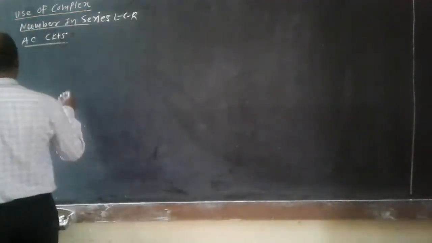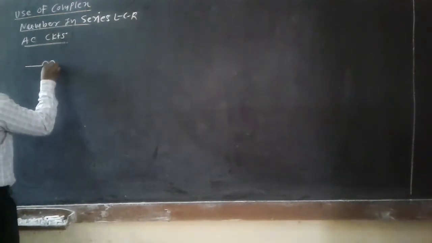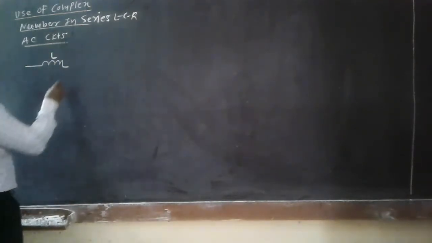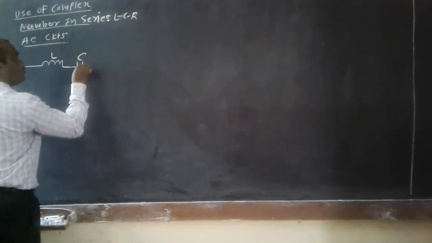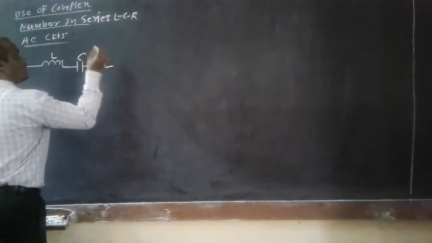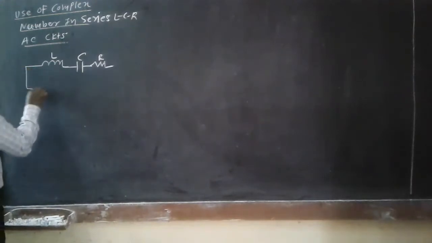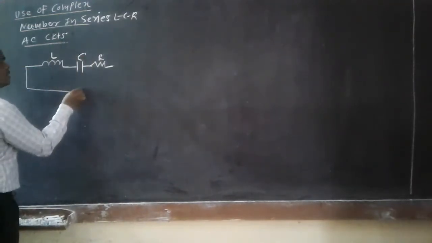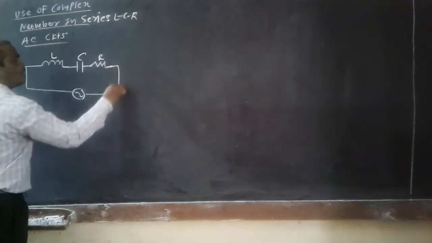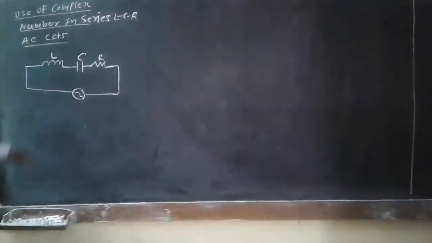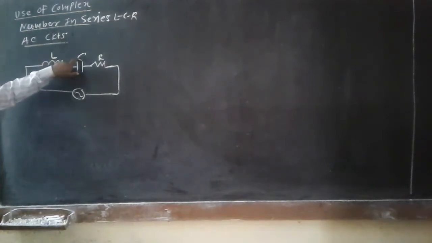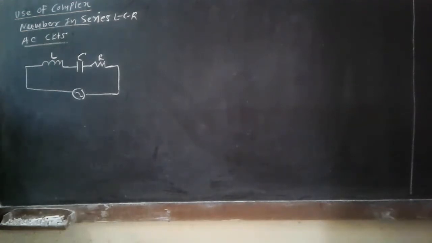At first, inductor L, capacitor C and resistance R are connected in series across an alternating EMF, and I is the current flowing through the circuit.